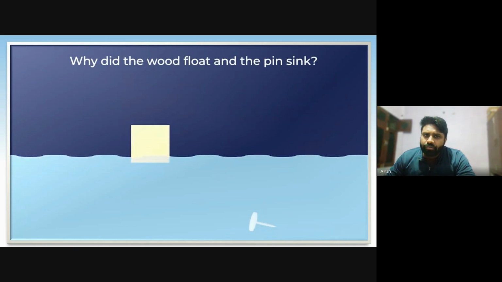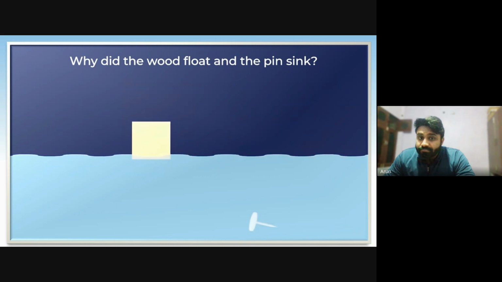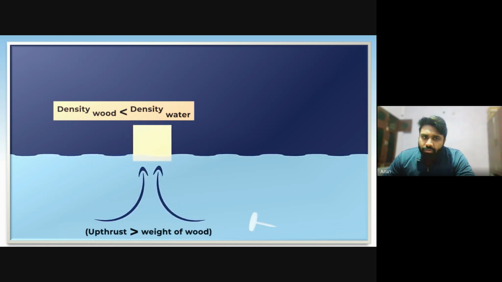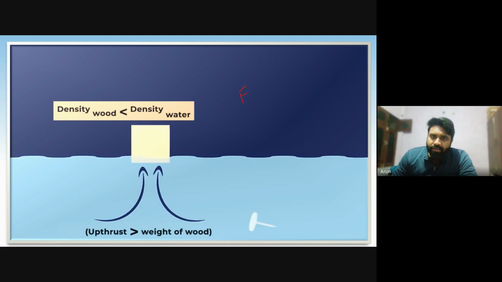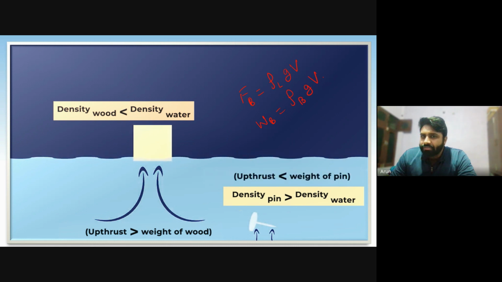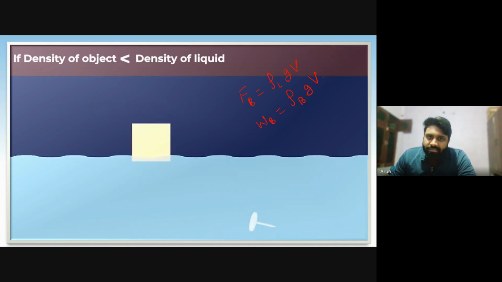Now, why would the wood float and the pin sink? Because of the density difference, because the density of wood is less than the density of water. So, upthrust, we know that upthrust, or the buoyant force, is nothing but rho of liquid, g, into volume of the body immersed. And the weight of the body is nothing but density of the body, gravity, into volume of the body immersed.